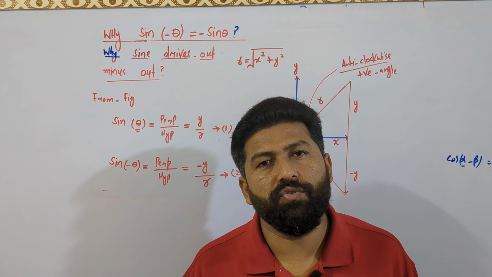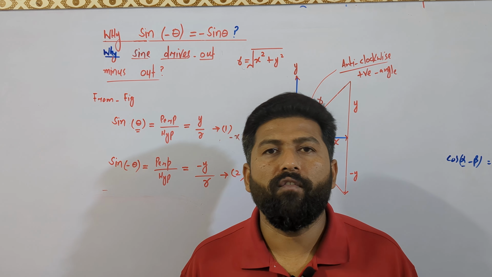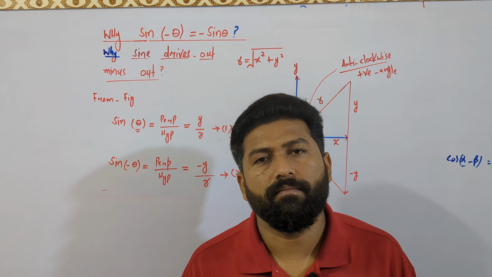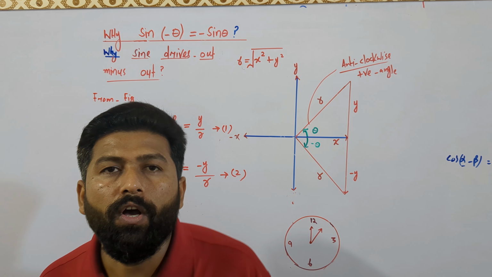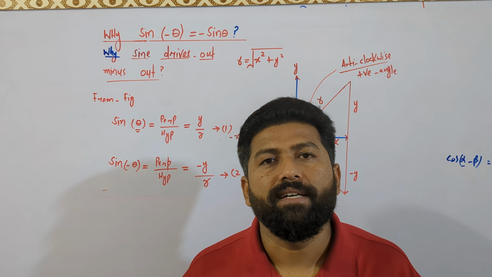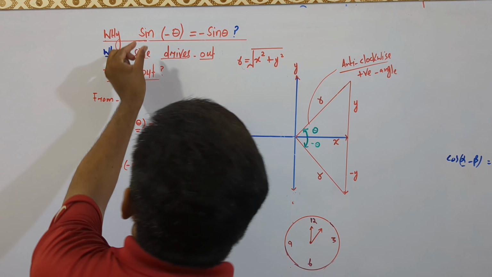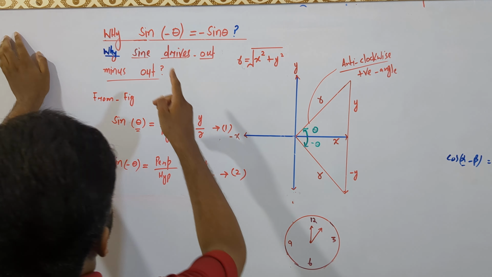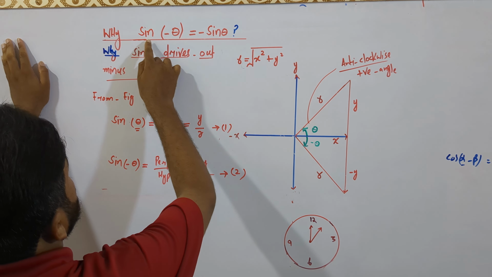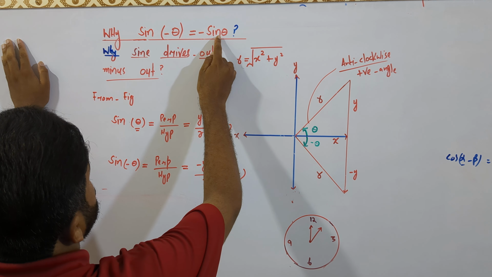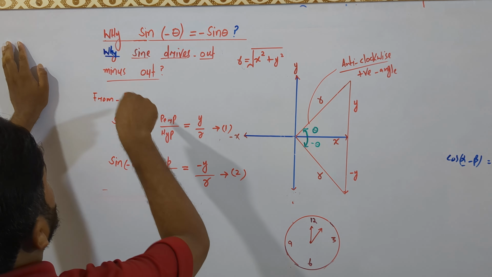Dear students, as you know, in the previous video we discussed why cos(-θ) is cos θ. But in this video we will discuss why sine drives out the minus. That is sine and that is minus. Sine drives out the minus to that position, so that sin(-θ) is equal to -sin θ. Why does sine drive the minus out?